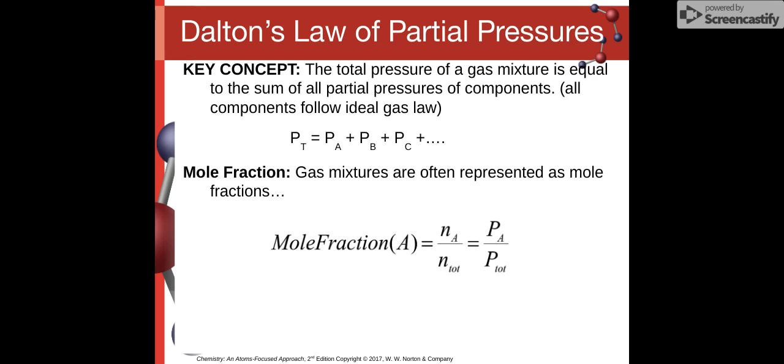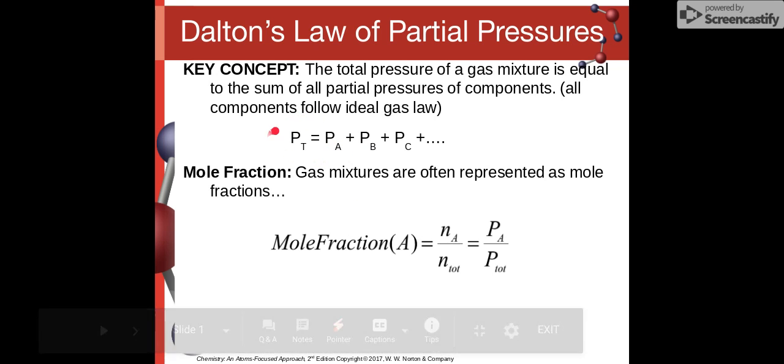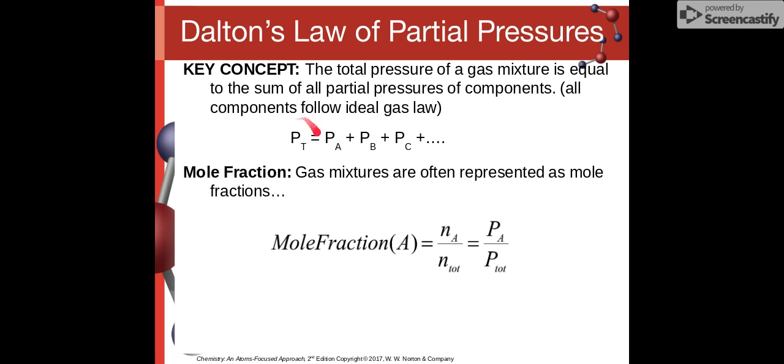For example, if we think about the atmosphere, the air that we're breathing right now, it's about 78% nitrogen. So we think of that as, okay, the total pressure is 1 atmosphere, and 78% of that is nitrogen, and therefore the partial pressure of nitrogen is 0.78. So it depends on how much is present. What we normally would say is that you can find the total pressure by taking the sum of the partial pressures. Okay, and all components follow the ideal gas law.